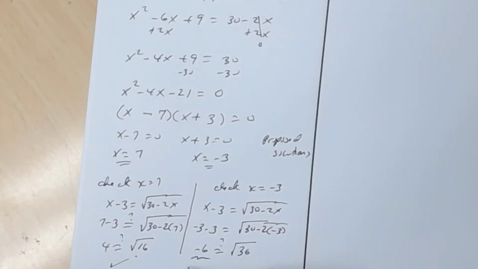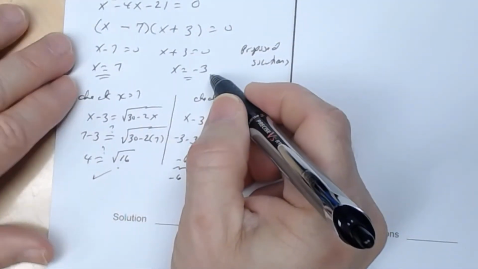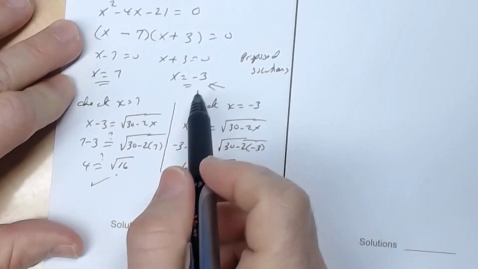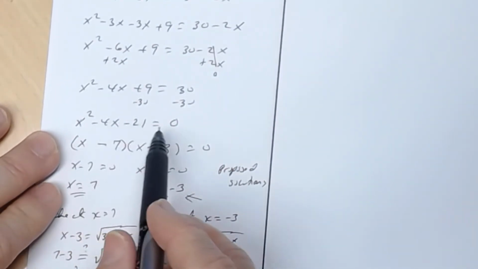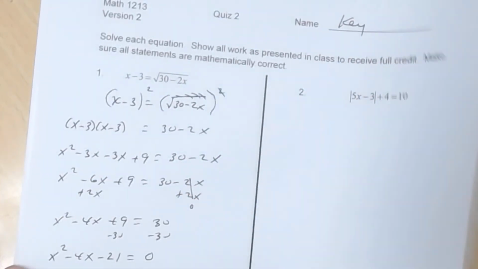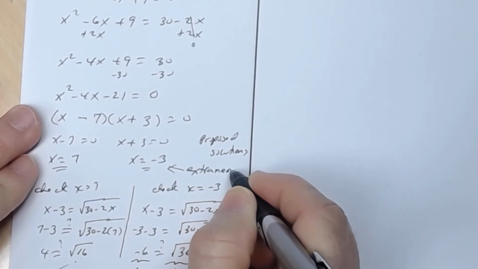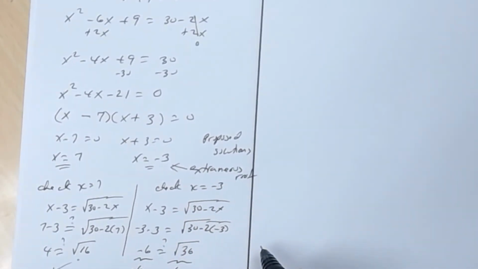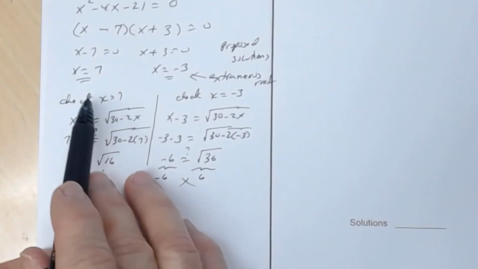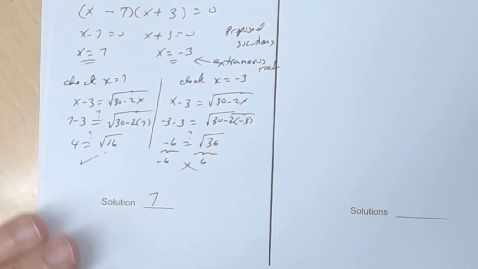Now here's the issue. This is negative 6. This is positive 6. Those are not equal to each other. So that implies that this proposed solution, although it's a solution to this quadratic equation, is not a solution to the radical equation. So remember, this is called the extraneous root. All right, so the only proposed solution that's a solution to the original equation is x equals 7. So you did have to check your solution.